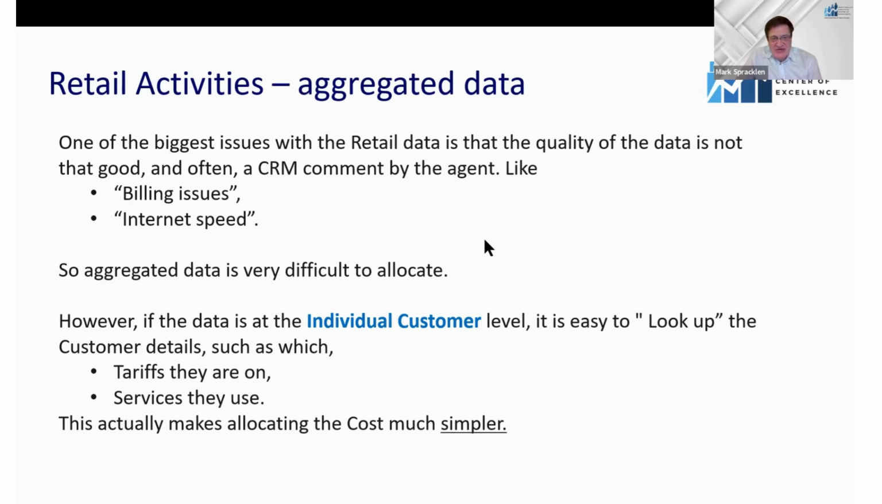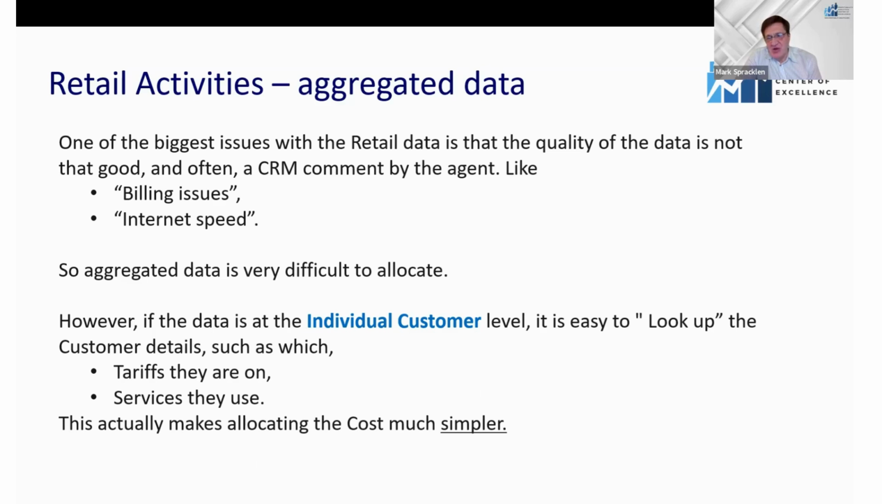And the final area really is the retail data is often very aggregated. So when people call in to the call center or go into the shop, often the only thing that's really recorded is at a high level in the CRM system about what they're doing. So whether it's a billing issue, whether they've got a problem with the internet, it's not normally related directly to any particular products again. And the solution to this is actually different. The solution to this is actually trying to do the allocation at the customer level.